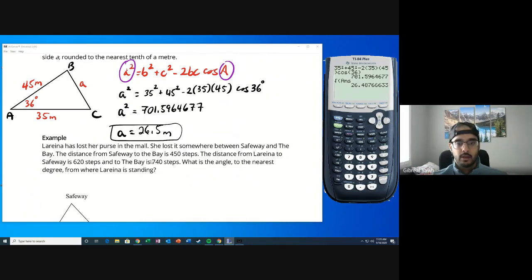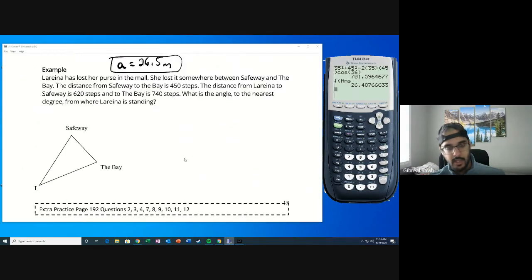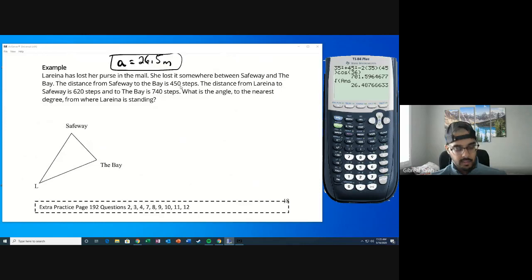Lorena lost her purse in the mall. She lost it somewhere between Safeway and the Bay. The distance from Safeway to the Bay is 450. So we're going to add some stuff in as we go. So Safeway to the Bay is 450.